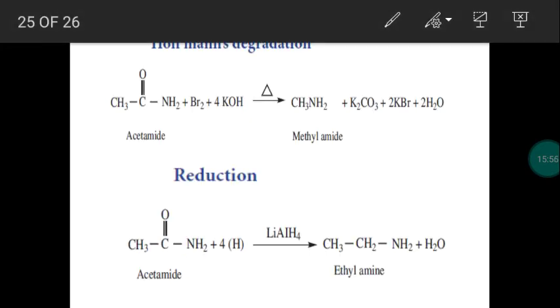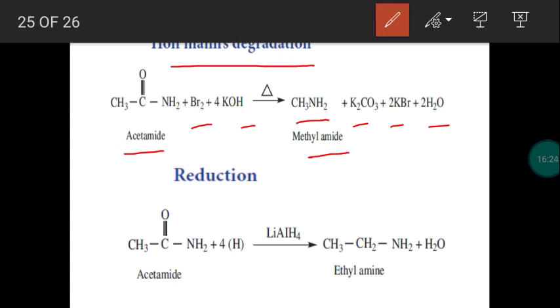This one is important, a 3-mark question. Hoffman's degradation reaction. Okay. Always a naming reaction is important. So when you take this Hoffman's degradation reaction, acetamide reacts with bromine in the presence of caustic potash, that means potassium hydroxide. We get amine with the liberation of potassium carbonate, potassium bromide, water. So here you just change the name. So this is methylamine. Okay, not amide, methylamine.